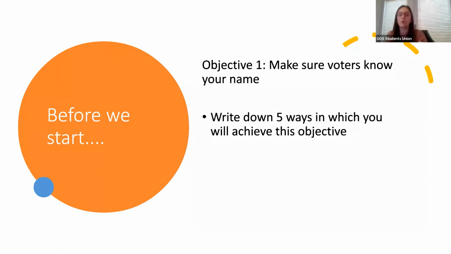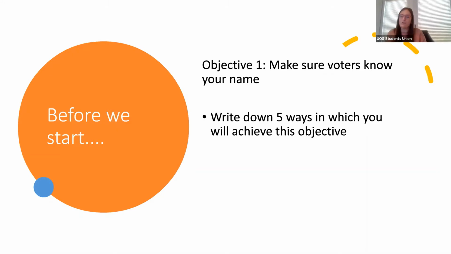Okay, so now before we start with the actual longer tips, and we're going to be analyzing a few posters that other candidates in previous years have done. Before we start, as an objective number 1 and as a take-home message number 1, I want you to remember that when you prepare your marketing materials, you need to make sure that voters know your name. So this will be priority number 1 for you.